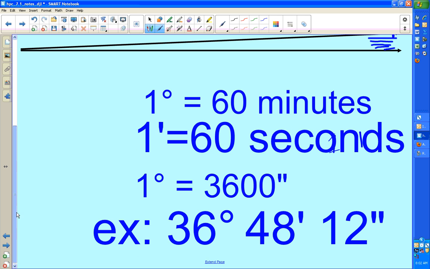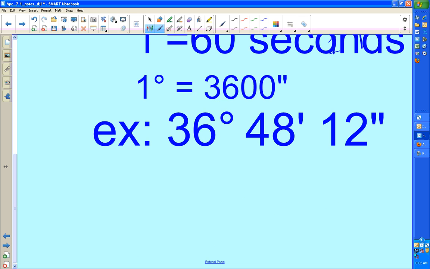So an example of an angle: 36 degrees, 48 minutes, 12 seconds. So one little tick mark is minutes, 2 little tick marks is seconds. Seconds are pretty small.